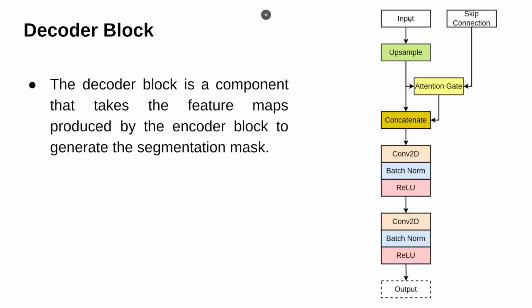So first our input is upsampled by a factor of 2. Then it goes into the attention block with the skip connection. Then we have this output of the attention gate, which we concatenate again with the upsampled feature map. After that it is followed by this convolution block and we get the output. Now let's implement it.